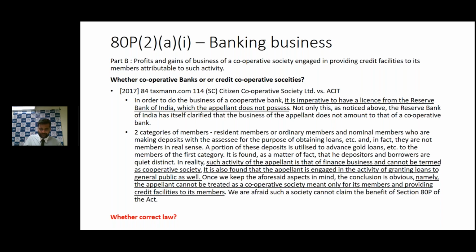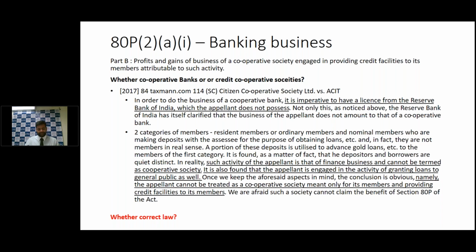So the point which I am trying to make is that section itself visualizes a situation where any cooperative society falling in clause A and B can engage in any activity other than the activity specified in those clauses. In the case before Supreme Court, again, society was engaged in activity other than providing credit facility to its members, which was providing credit facility to non-members. Therefore, maybe if section 80P2C would have been brought to the notice of Supreme Court, maybe the judgment would have been little different. I don't know. So there are points going in favor and against the judgment.